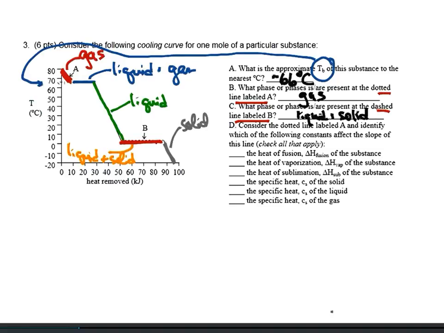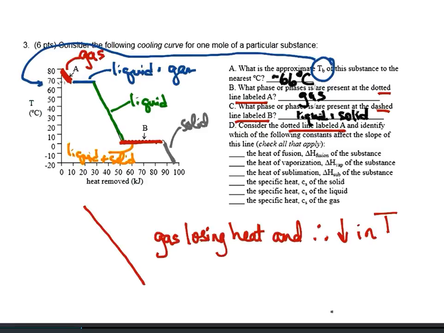Part D, consider the dotted line labeled A and identify which of the following constants affect the slope of this line. So we're looking at this line. This is where we're changing the temperature of the gas. The gas is losing heat, therefore decreasing in temperature. Whenever there's a temperature change, the equation that relates to that is Q equals mc delta T. Here it says we have 1 mole of a particular substance, so the mass is something that would influence it, but that's not on our list.